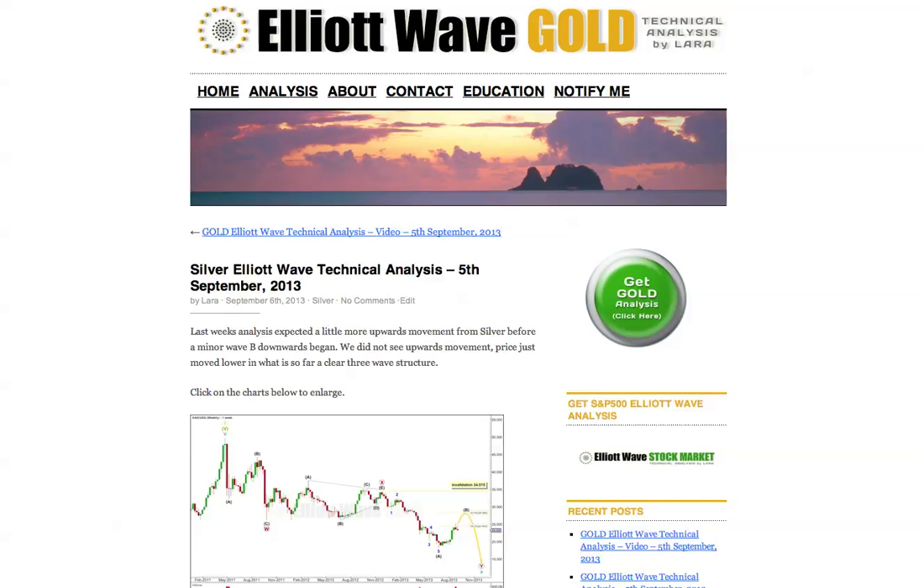So I'm expecting for silver a bit more downwards movement to that small target zone, and then a trend change and the resumption of that recent upwards trend.